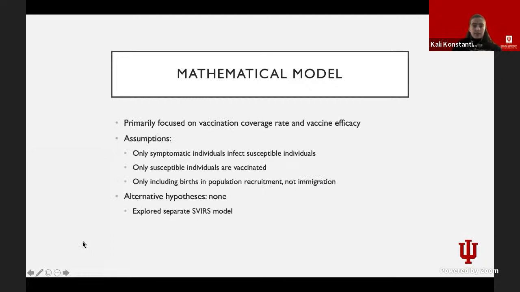So throughout my modeling project, as vaccination coverage rate and vaccine efficacy were the 2 primary variables dealing with vaccination, that's mostly what I focused on. Once again, reminding of the key assumptions here: that only symptomatic individuals infect susceptible individuals, only susceptible individuals are vaccinated, and only including births in the population recruitment, not things like immigration or emigration. There were no real alternative hypotheses that I looked at. I did explore a separate SVIRS model, but for the purposes of this Jupyter Notebook, that's kind of more of a toy model. We're focusing more on the other paper instead.